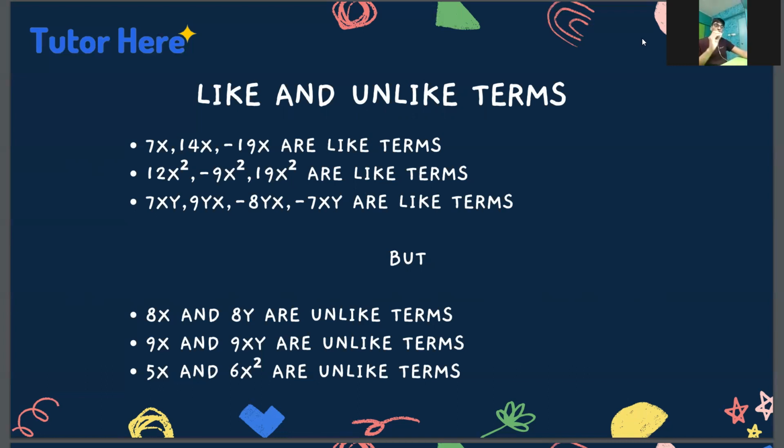Because to find out whether terms are like or unlike, we do not have to look at the coefficient, we have to look at the variable part. Here, as you can see in the like terms, the variables are the same, just the coefficient is different. But when you talk about unlike terms, the coefficient may or may not be the same, it doesn't matter, but the variables are different. Like 8x and 8y. The variables here are x and y.